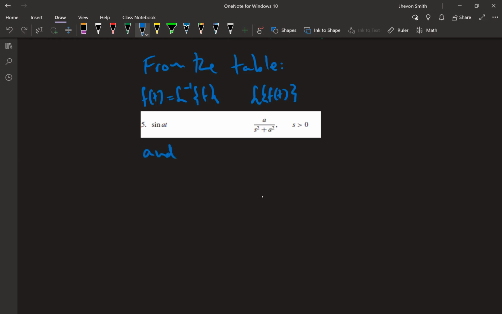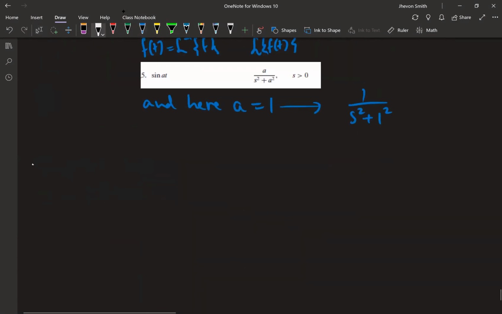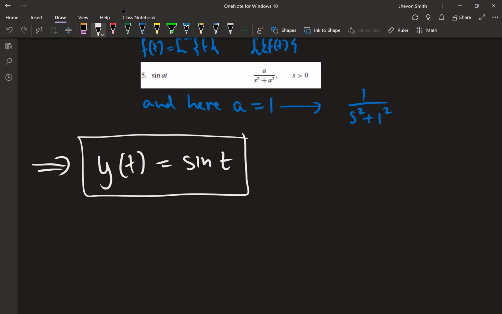And here, a equals 1. Notice that if a equals 1, you would have 1 over s squared plus 1 squared in the right side, which means your solution is sine of 1t. And boom, there's the answer. So you will notice here that there is no C1 and C2s for me to figure out, no general solution, particular solution, homogeneous solution. The initial conditions are built in.